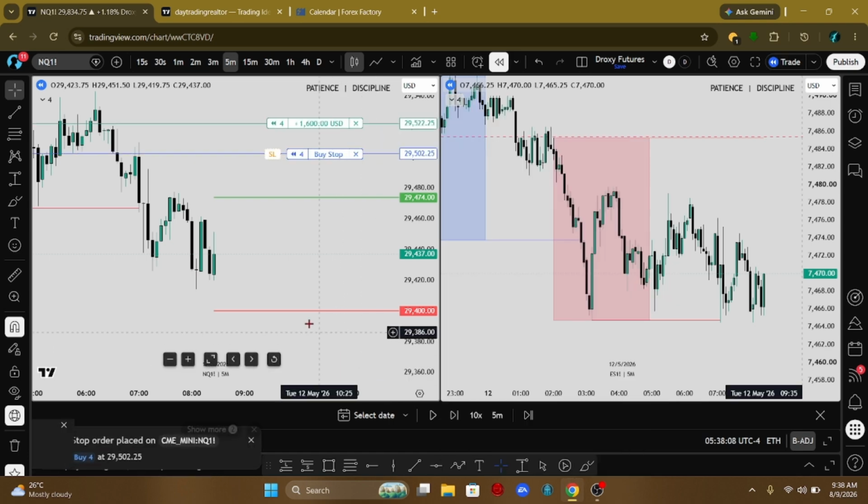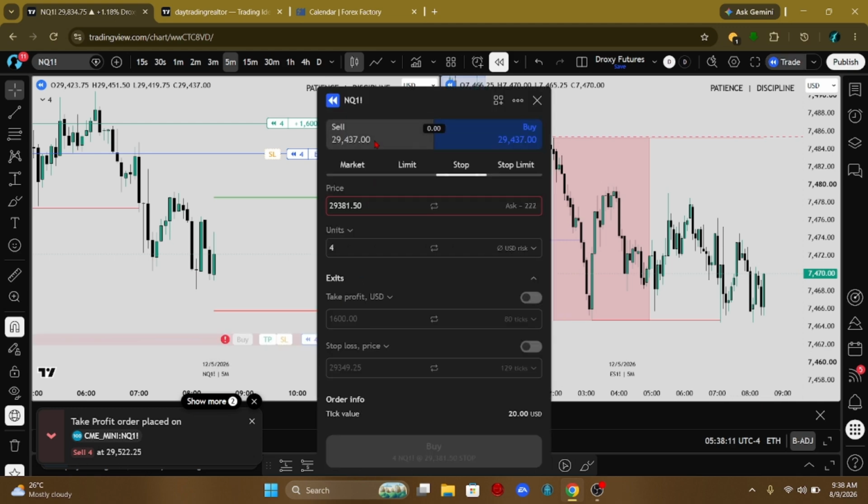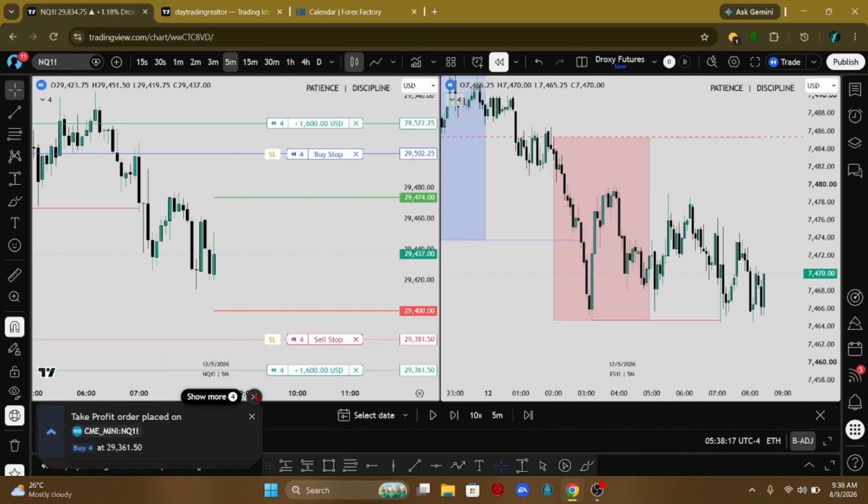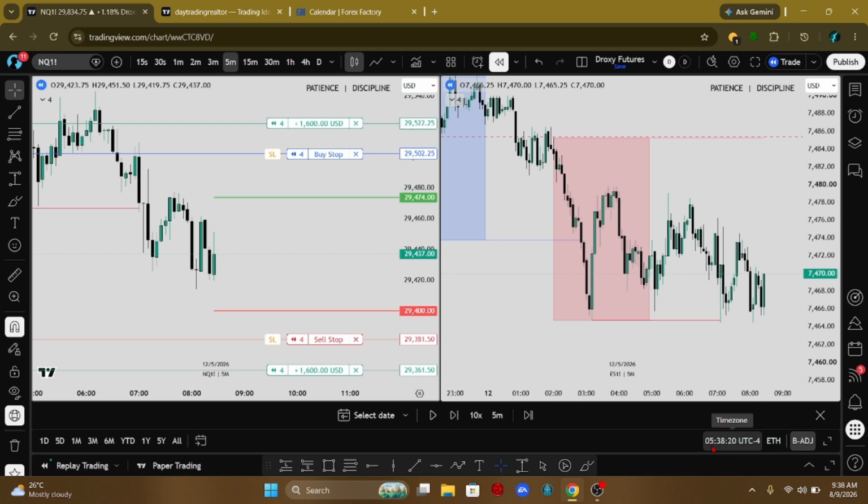I press buy here, then I do the same exact thing for the sell. 4 minis, 1,600, sell. So I watch this timer here. When it's 8:25 and it's 10 seconds, let's say here will be 8:25, then here will be at 50, then it's going to 51, 52, 53, and the moment it reaches 59, then it goes to 00. Here will be 8:30, and that's when the next candle will start moving up and down.